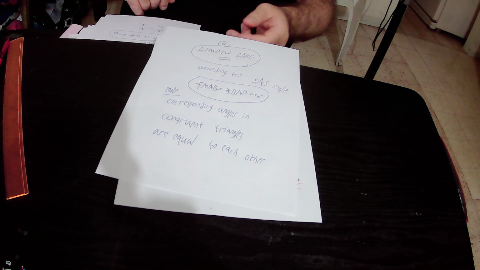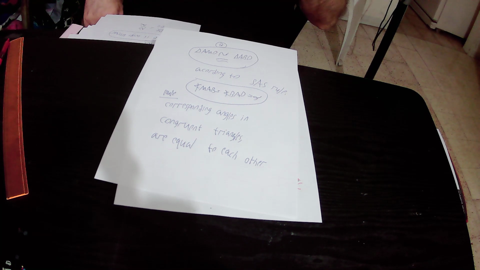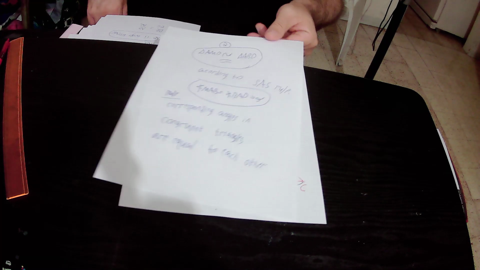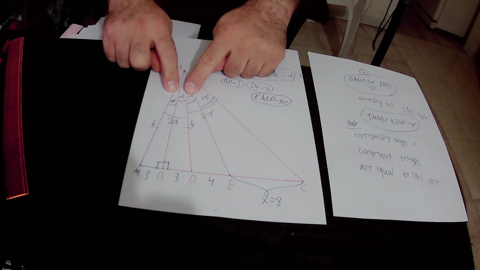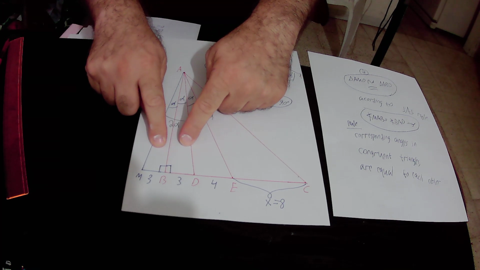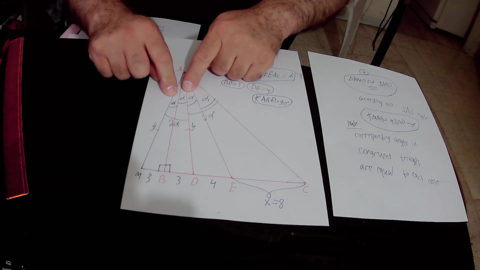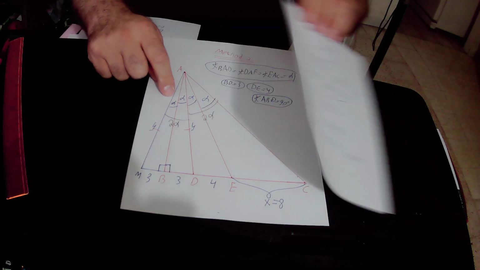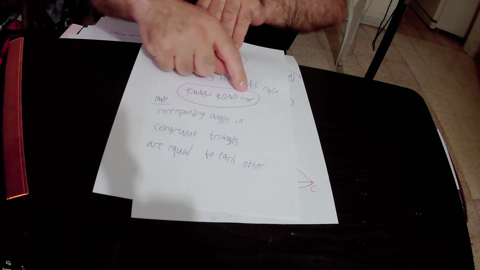Okay, from the fact that triangle AMD is congruent to triangle ABD, we can conclude that those two angles are equal to each other, according to the rule that corresponding angles in congruent triangles are equal. Those two triangles are congruent, therefore the corresponding angles must also be equal. That is to say, angle MAB equals angle DAB equals alpha.